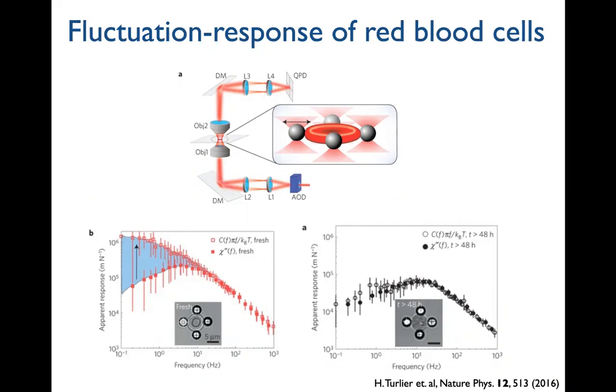But after some time, they will synchronize. The red blood cell's activity spends ATP. And after some time, here after 2 days, they get the same fluctuation and response as each other. And this is a dead red blood cell.